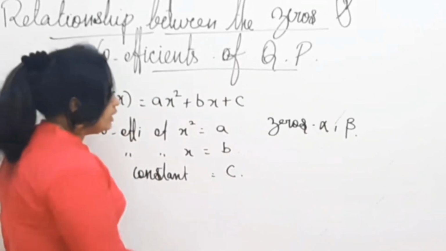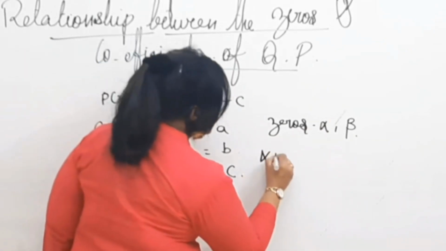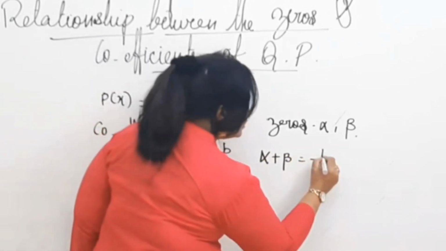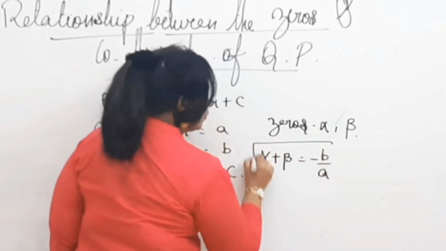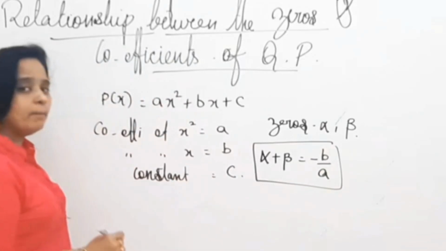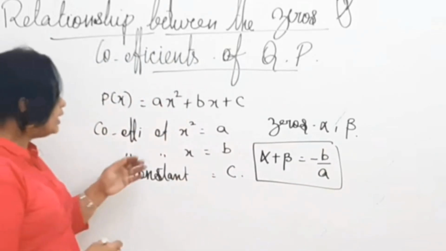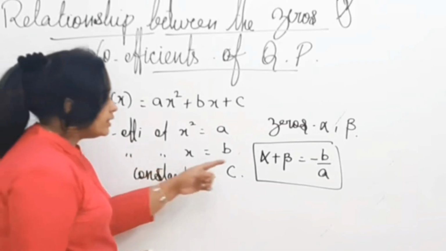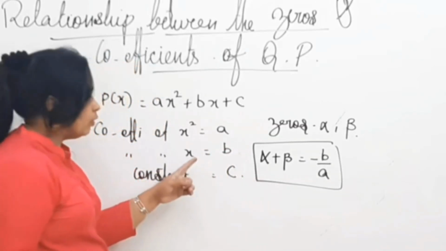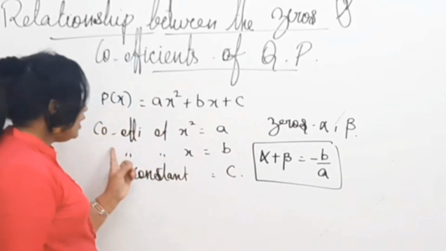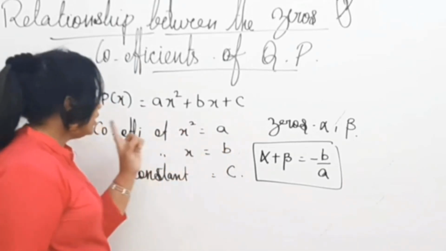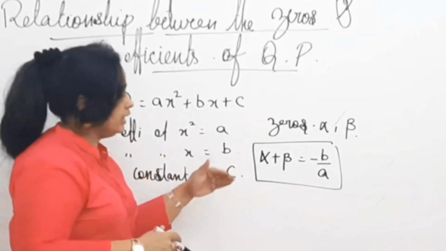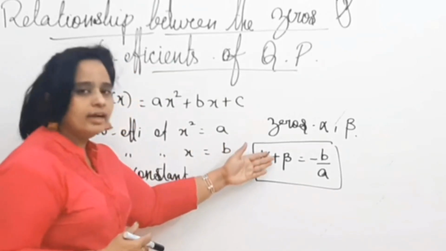It is defined: the sum of the zeros, that is alpha plus beta, is equal to minus b by a. In words, I can write: the sum of the zeros is equal to minus of the coefficient of x divided by the coefficient of x squared. So, in words, we write it like this.